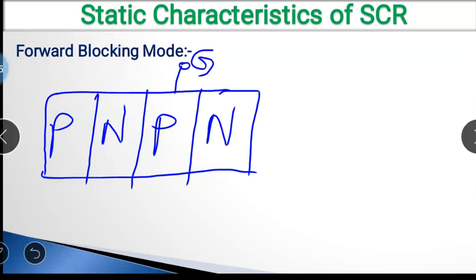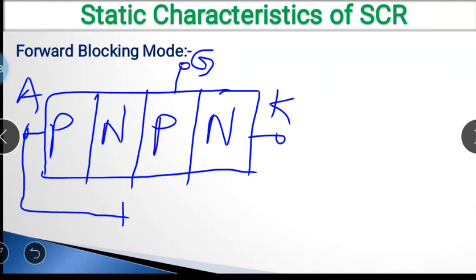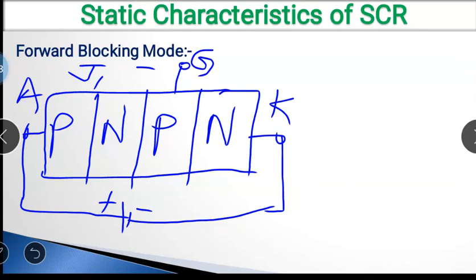Okay, this is the anode, the cathode. Now we connect it to the battery. So in this forward blocking mode the anode is connected to the positive terminal and the cathode is connected to the negative terminal. This is junction J1, junction J2, and this is the junction J3.